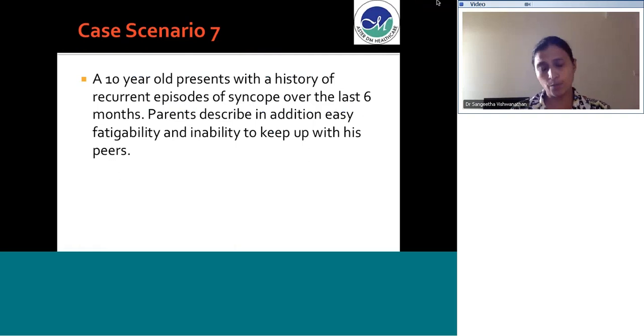Yes, left ventricular outflow tract obstruction is one of the possibilities. There is no, something like DCM, some myocardial dysfunction, which has resulted in a low cardiac output state. There is no history of palpitations or chest pain in this patient. Only history is easy fatigability and syncope. Okay, so but these are two possible causes.